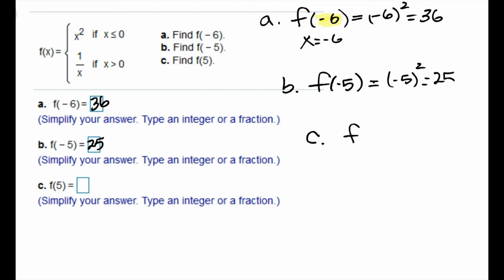Part C, find f of 5. So this time my x is 5 and 5 is greater than 0, so I'm going to use the second equation this time to work out the solution. 1 over 5 is 1/5, and that would be the answer for part C.